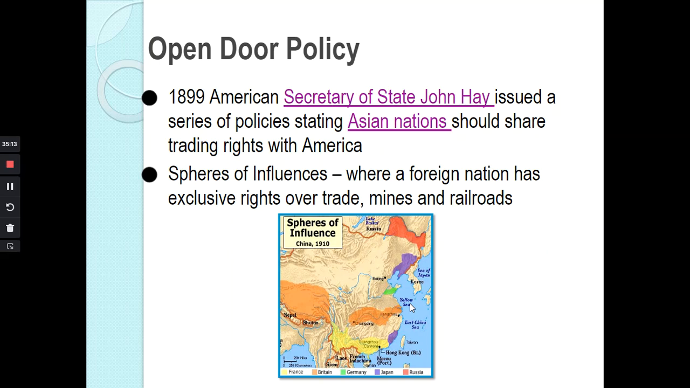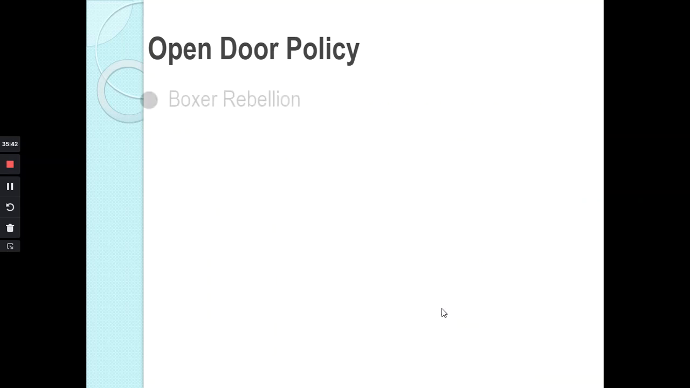And so we want to be involved with the trade with China. And so we want what we call a sphere of influence, where a foreign nation has exclusive rights with trade, mines, and roads. In other words, these different areas that are shaded here, if you're trading in this area, it's only going to be through the British. You have to respect those different spheres and that nation's involvement. And we wanted our own sphere.